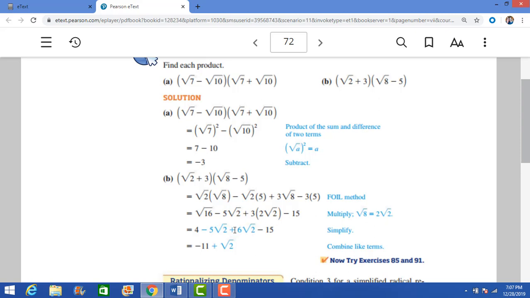Now we can simplify this because it has like radicals, and this is combining like terms. And so we get negative 11 plus the square root of 2, and we're done. Now go ahead and try these two exercises for practice.